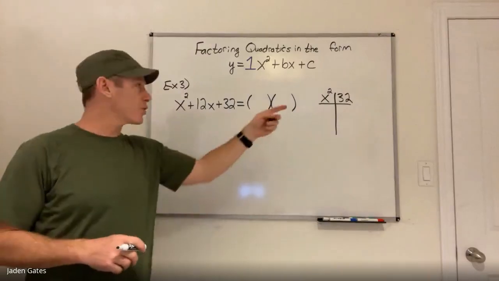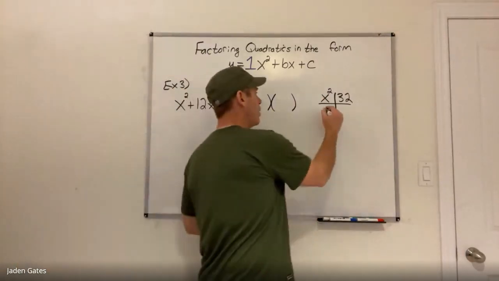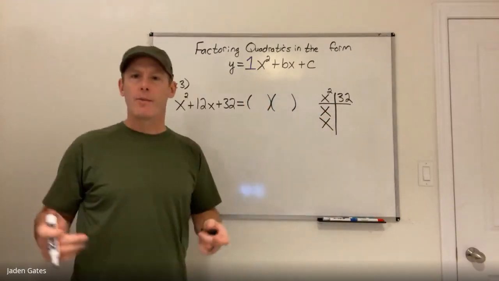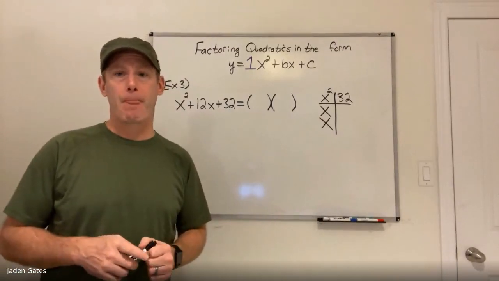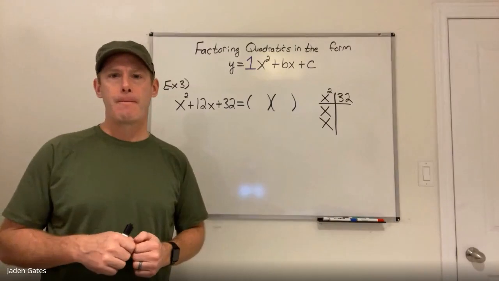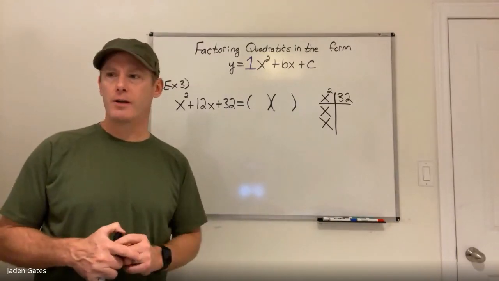Again, when you have an x squared in the top left, the 2 things that multiply to give you x squared will always be x and x. Can somebody help me out here and give me 2 numbers that multiply to give me 32? Because I'll try them out. I'll do the crisscross and see if it works out for me. Anybody got 2 numbers that multiply to give me 32? I can give it a try.